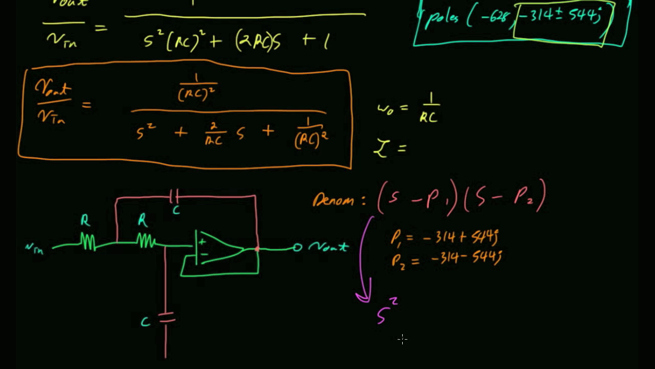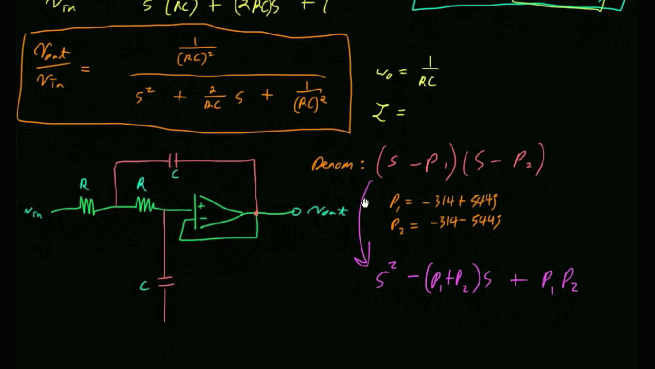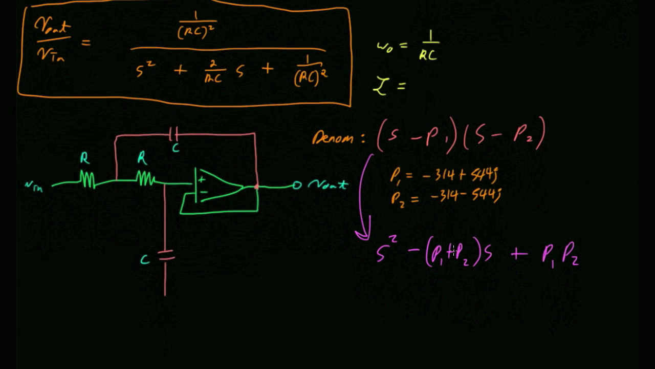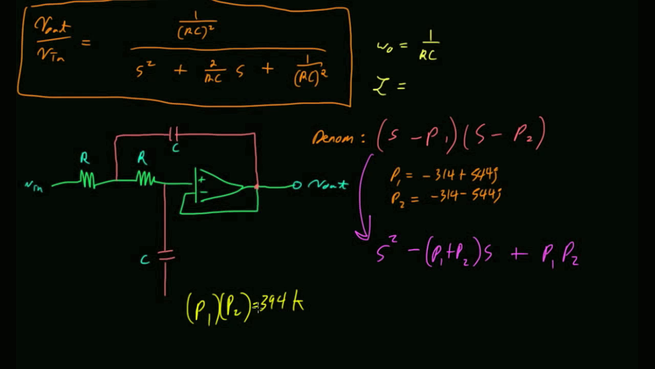S squared minus P1 plus P2 S plus P1, P2. Okay. Well, let's just compare. All I'm trying to do is take this and make it into that. So if I took P1 times P2, I ought to get 1 over RC squared. Can we do that? Yeah, we can multiply P1 and P2. I'm going to do it right here in MATLAB. I'm getting 394K. Is that what happens when you multiply those together?